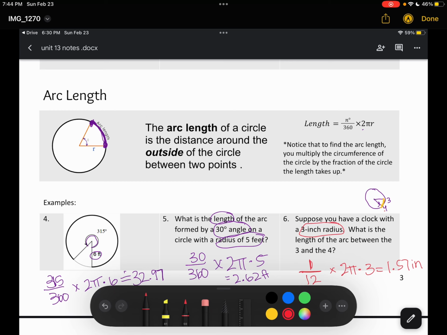All right, so that is arc length. So you can go back to your assignment now and finish it. Just remember that degrees always go in the fraction, and the side length should go where the radius is.